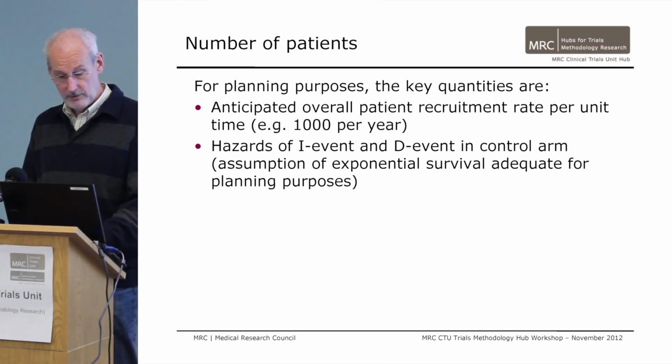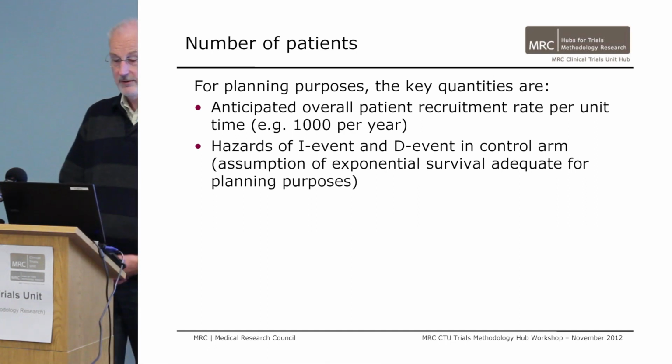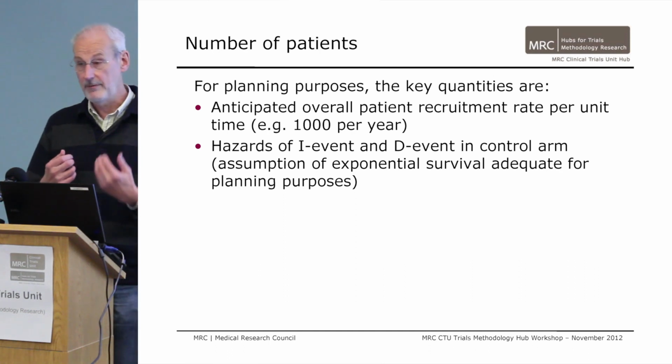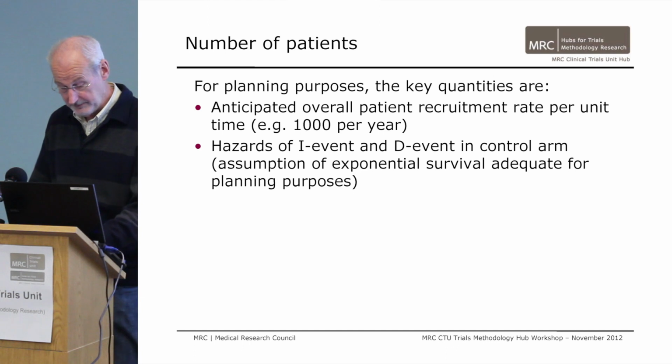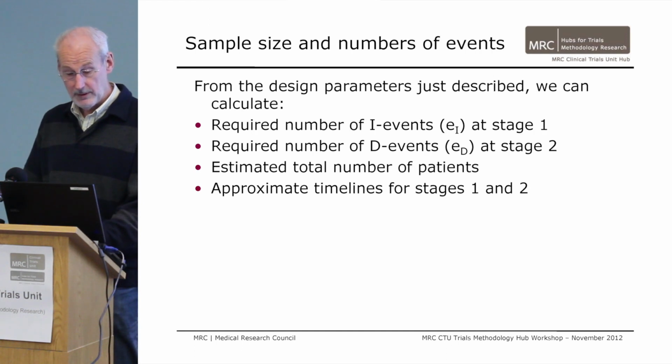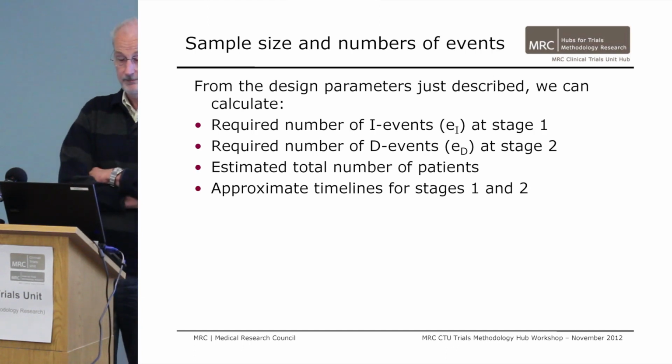One thing that we're going to assume here is that the distribution of time to event is actually exponential. Now this helps to plan the number of events accurately. If it's not exponential, it will affect the timelines a bit. But we have to make progress with the maths for this.